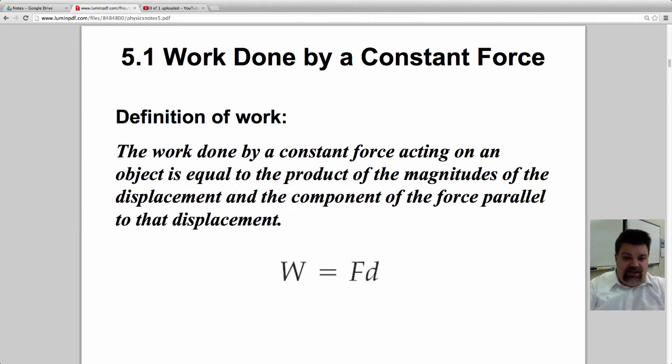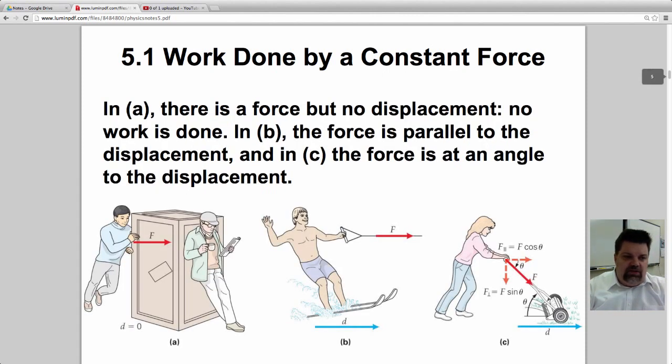So the first thing is work done by a constant force. If the force is constant, in other words, the force doesn't change, it's a constant acceleration of a mass. Then the work is equal to that force times the displacement of the object, so long as the force is parallel to the displacement. Here we have a couple of examples. In example A, we have a gentleman applying a force to an object, but for whatever reason the object is not moving, so the displacement is zero. No work is being done in example A.